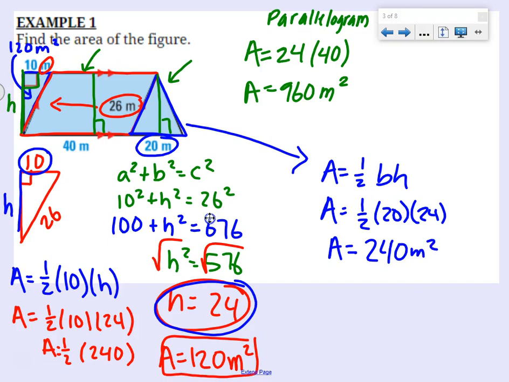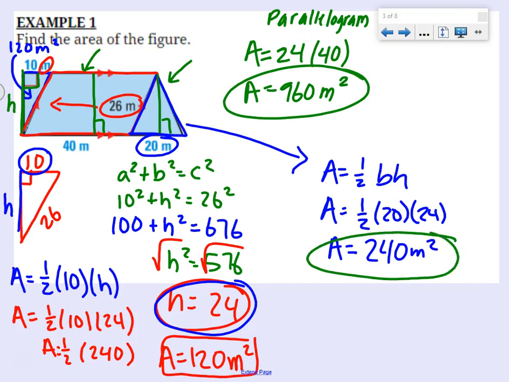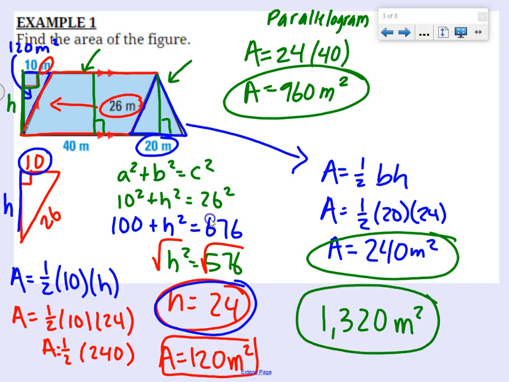Now the area of the whole piece would be all three areas summed together. So we add 240, 960, and 120, and we get 1,320 meters squared would be the area of the entire figure.